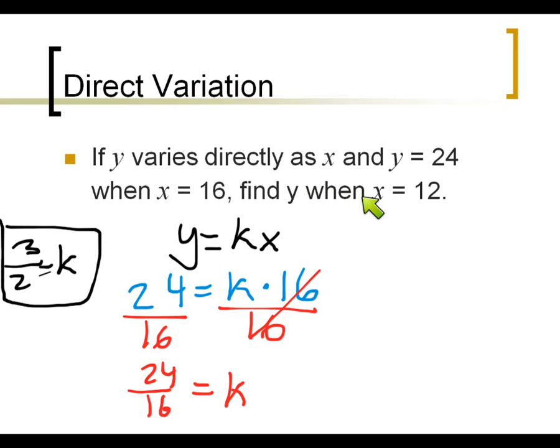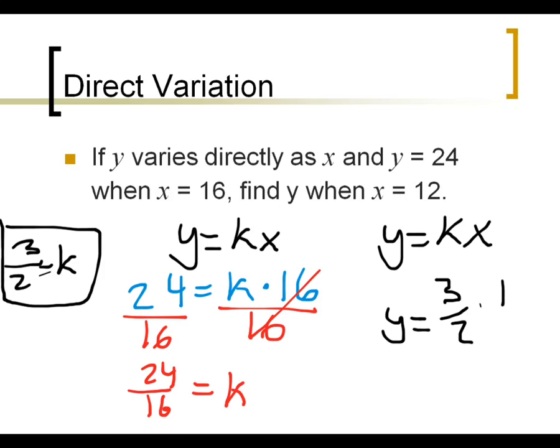Now it says find y when x is 12. Well, if I go back to this direct variation equation, y equals kx, I now know what k is, right? K is 3 over 2. It says find y when x is 12. I'll plug that in for x. And now I can just simplify this equation for y. Yep, this is multiply, right? So remember, if you don't have a denominator, you can just write it over 1. You just multiply the numerators together. 3 times 12 is 36. 2 times 1 is 2. So I have 36 over 2, which is 18.